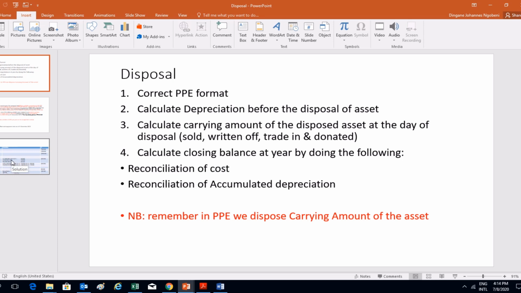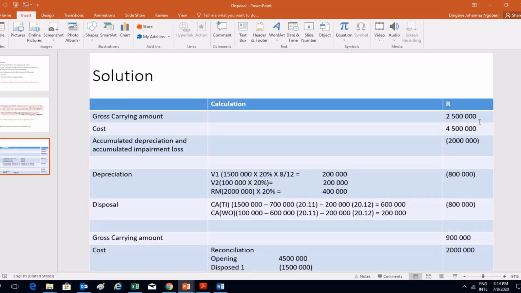Second thing, this I'm given. Here's the thing. They told me it amounts to 4.5 million. I depreciated 2 million, meaning the carrying amount is 2.5. I need depreciation for the year. Here's the depreciation. Vehicle 1 that I traded in. I traded in 1 September. I didn't use it for 12 months, but I used it for 8 months. I'll say what? 1.5 million times 20%, remember straight line, times 8 over 12. Then I get how much? 200,000 depreciation for the year.